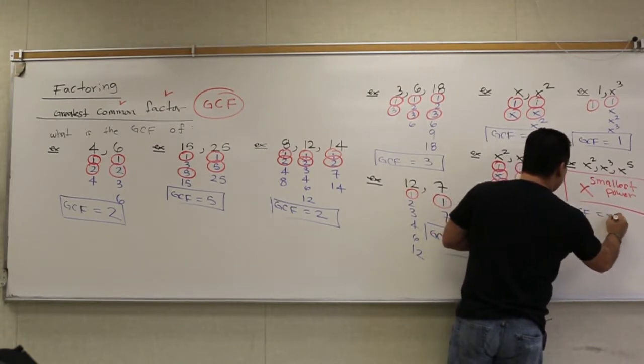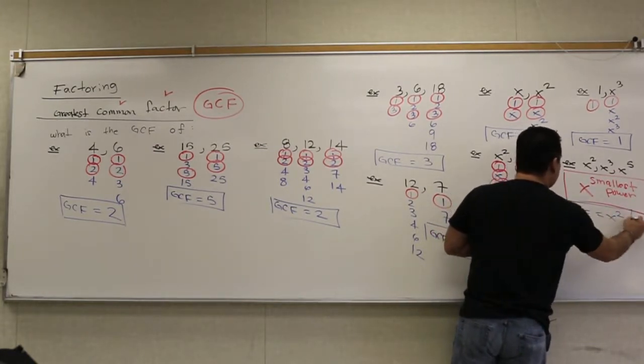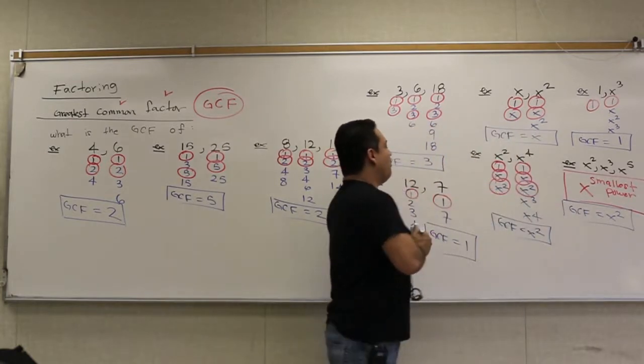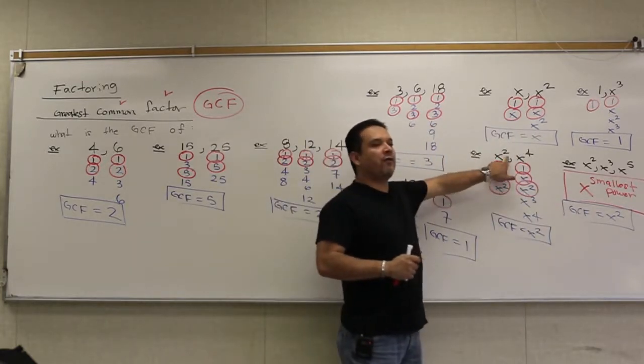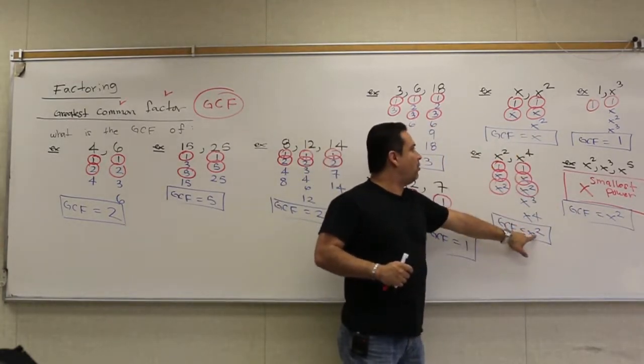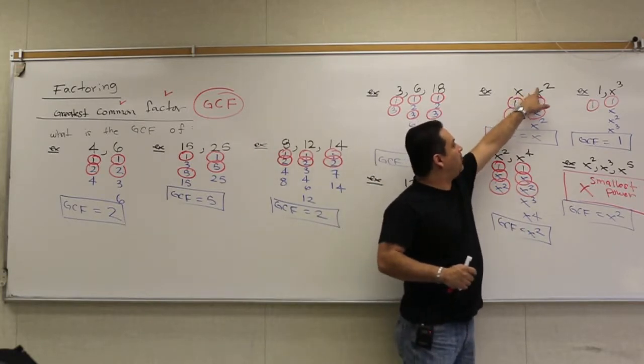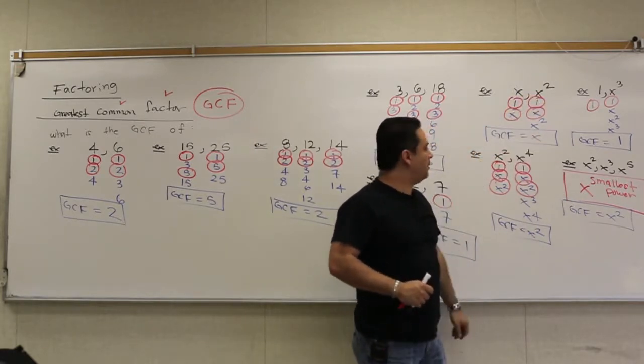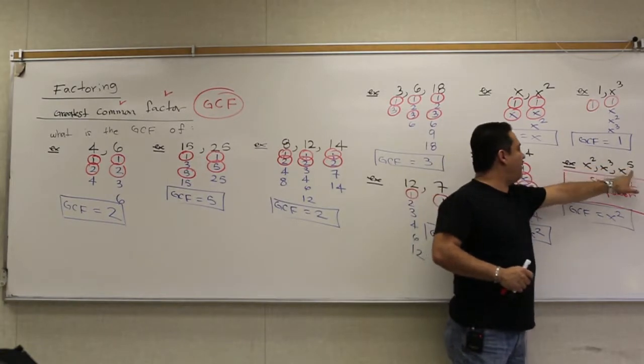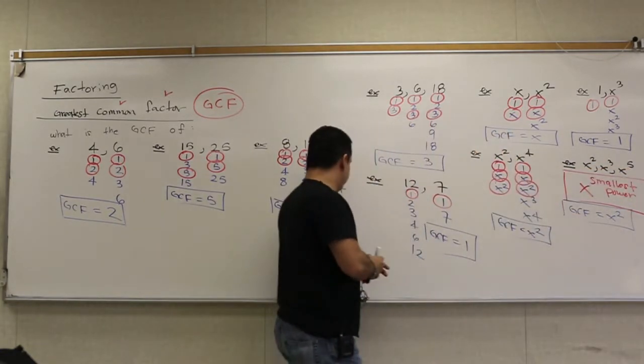Good. Is that a nice little trick to get? You guys see what I'm saying? Wasn't it x to the smallest power? 2 or 4 here? 2. What's smaller? 1 or 2? 1. 2, 3, 5. 2.